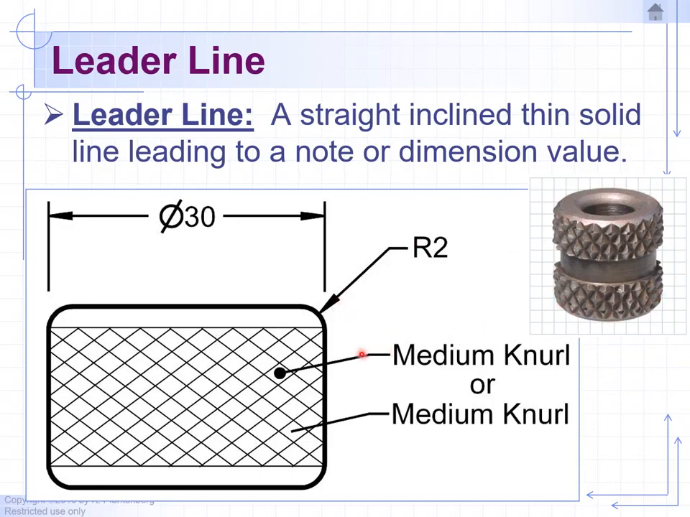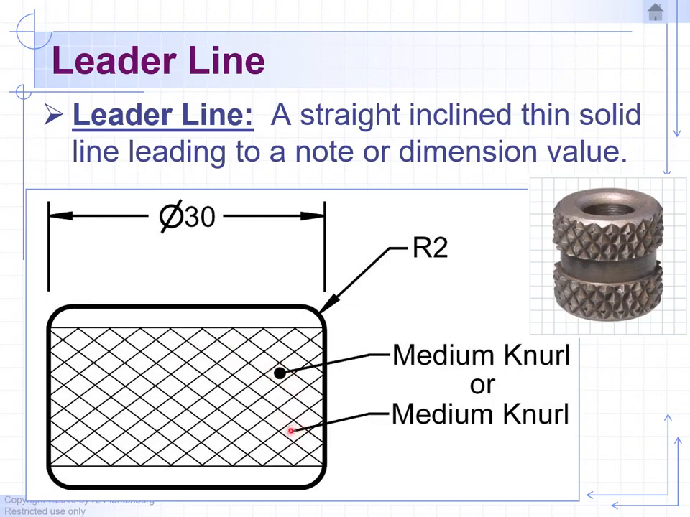The second leader is a note. It's telling us we have a knurled surface. Okay, so we have this rough area, this knurled surface, and it's referred to as a medium knurl. That's the note. You can either use a solid circle or no symbol at all at the end to point to an inside area of the part.